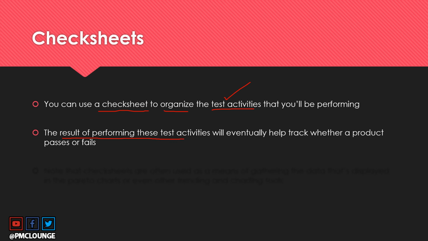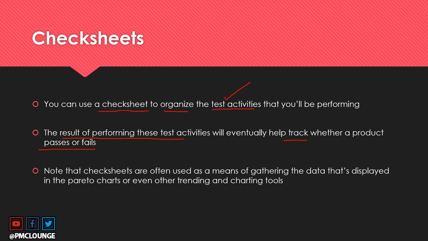So once you have the results, this check sheet is eventually going to help you track the results of the test activities and also track whether a product passes or fails the quality criteria. One last thing, note that check sheets are often used as a means of gathering the data that's displayed in Pareto charts or even other trending and charting tools. So Pareto charts is something which we recently talked about. Second link in the description takes you to all the 7 quality tools videos. Do check that out. Pareto charts will be listed there.